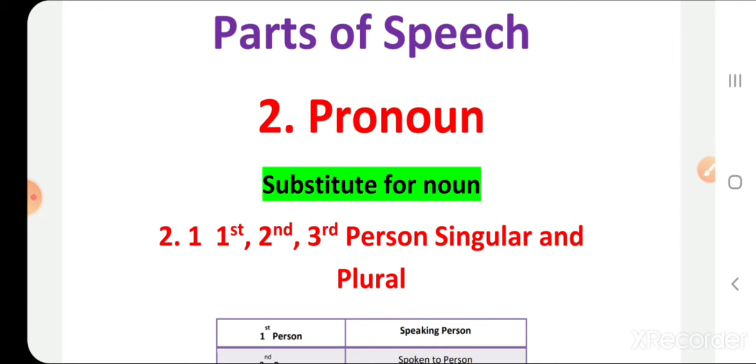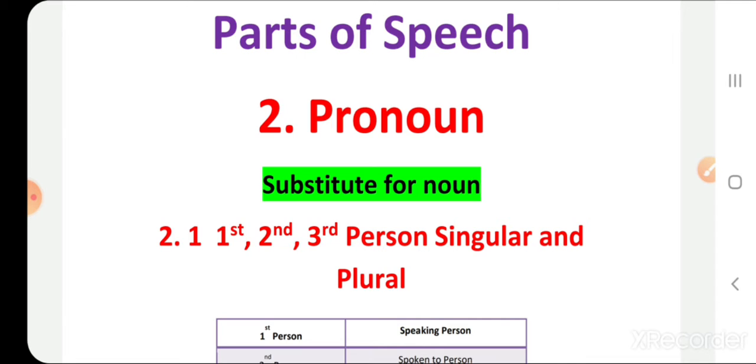Today we are going to learn the second part of speech, that is pronoun. In Marathi it is sarvanaam. Pronoun is a substitute for a noun. For that please check my noun video. Link is in the description box.